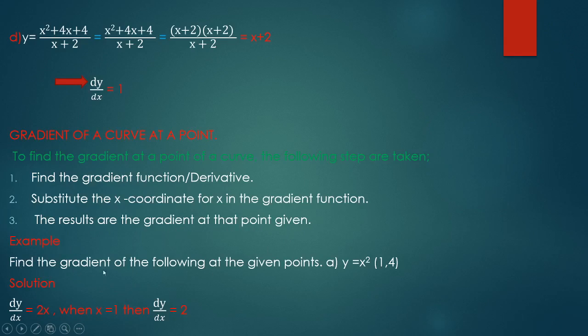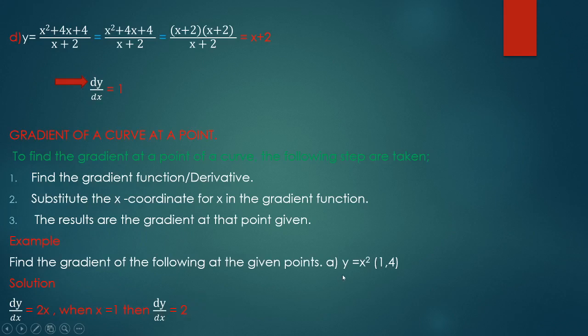Example, find the gradient of the following at a given point. A, we have y equals x squared at a point 1, 2. So the first step we have said is to find the dy over dx. dy over dx of this becomes 2, that is 2 times this one, and x power 2 minus 1 is 1, so it becomes 2x. dy over dx of this one becomes 2x. And then we know the given point is 1, 4. So when x is 1, then dy over dx will be, we substitute whenever there is an x with 1. 1 times 2 is 2. dy over dx becomes 2.